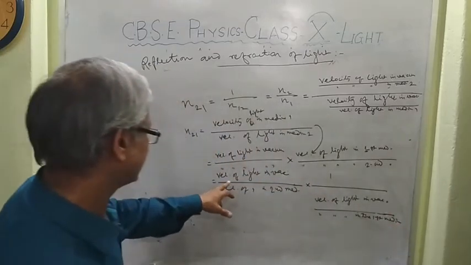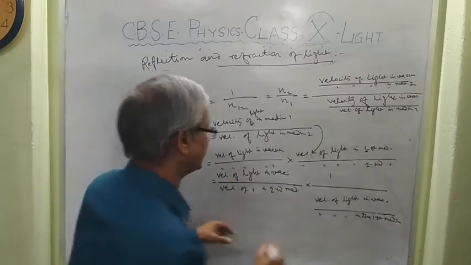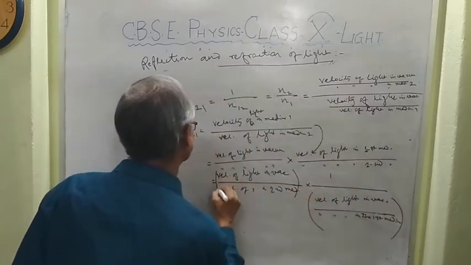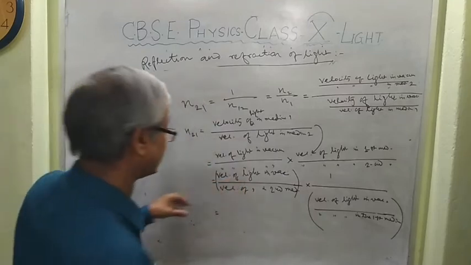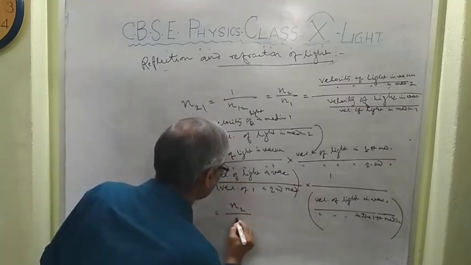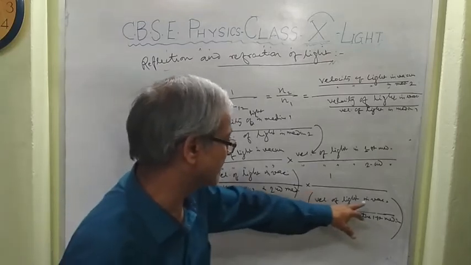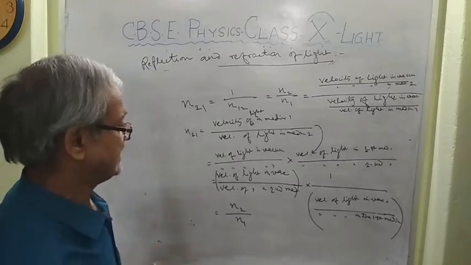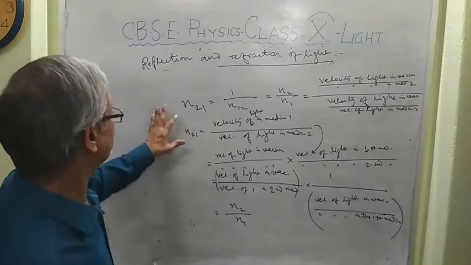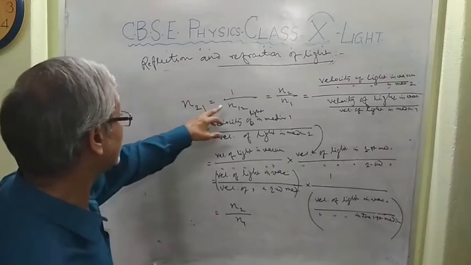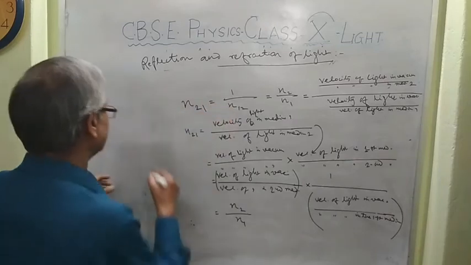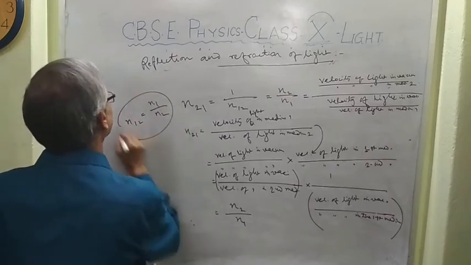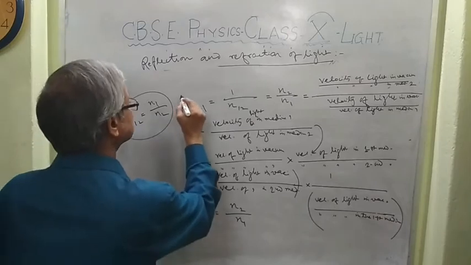This is nothing but N2 and this is N1, that is this and this. The absolute refractive index of the second medium, that is N2, upon the absolute refractive index of the first medium, is the velocity of light in vacuum by the velocity of light in the first medium, right? Hence we may prove N21 equals N2 by N1, or N12 equals N1 by N2 also, right? This relation is very important.